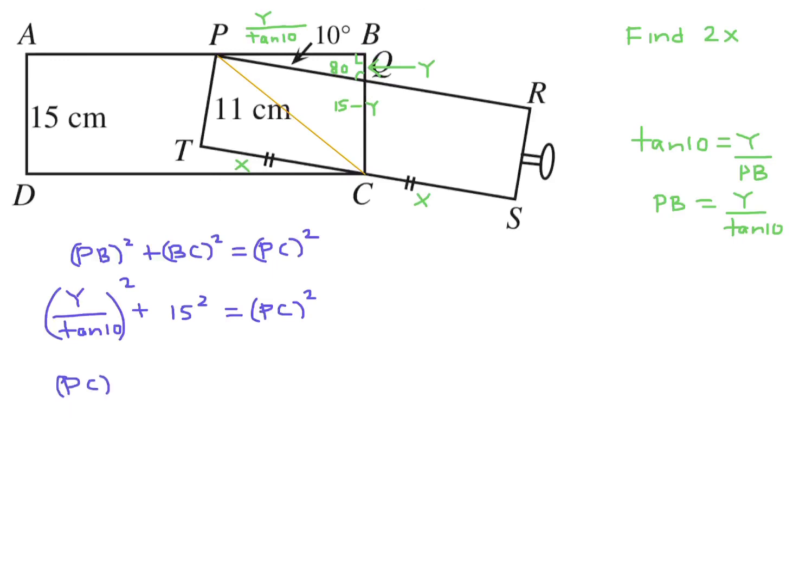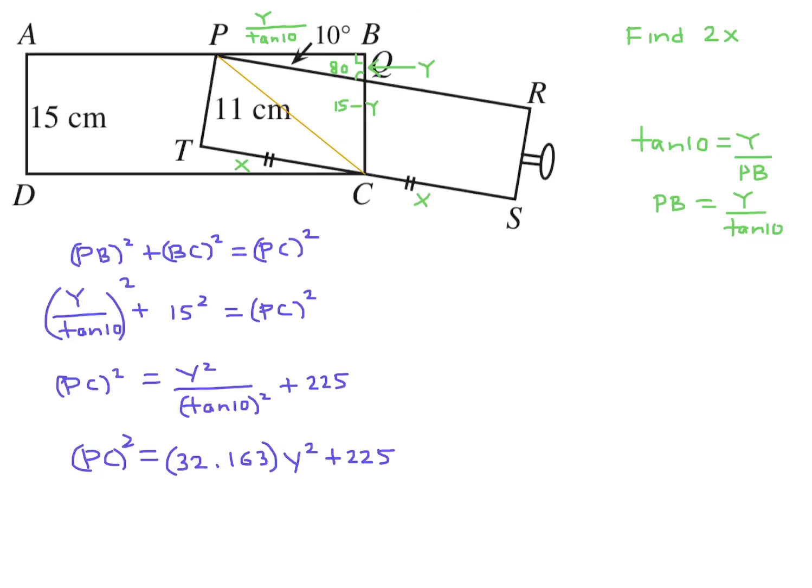So PC, let's see, y squared over tan of 10 squared, so tan of 10 all squared. And then 15 squared is just 225. And then here, if you do the math, you're going to get 32.163. Like if you take the tan, square it, and then flip it. And then you get a number, and that's y squared plus 225 is equal to PC squared. And that's about as far as I can go there. All right.